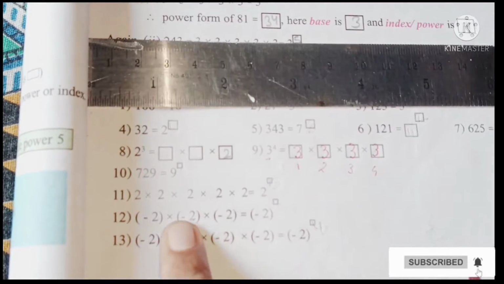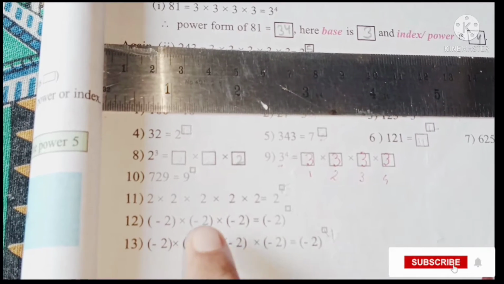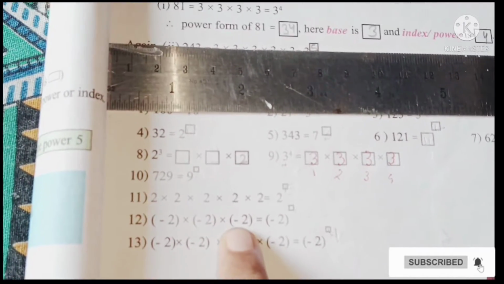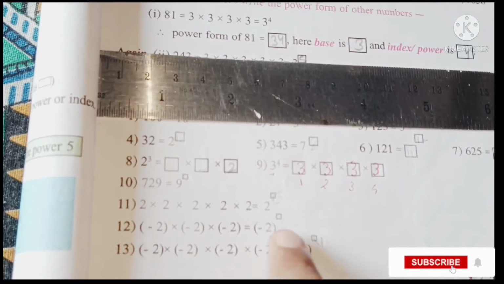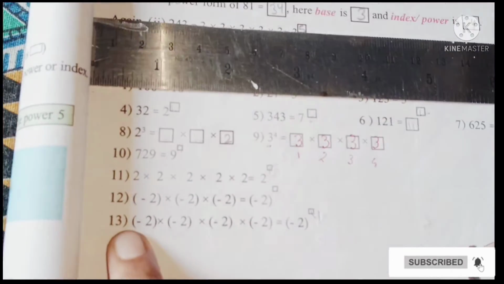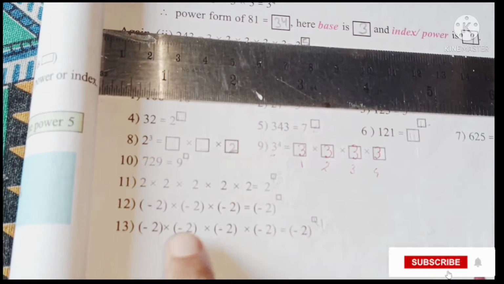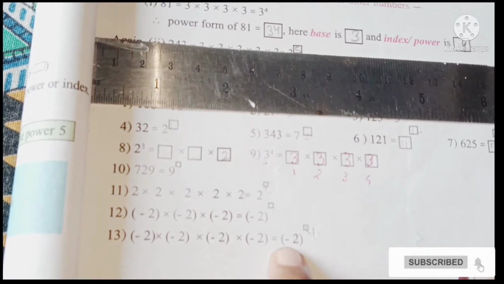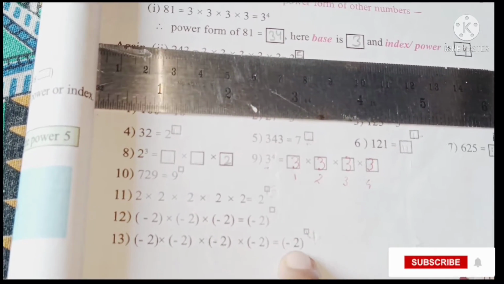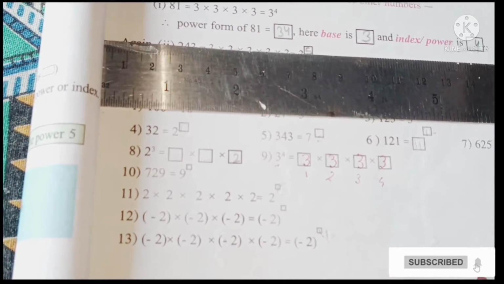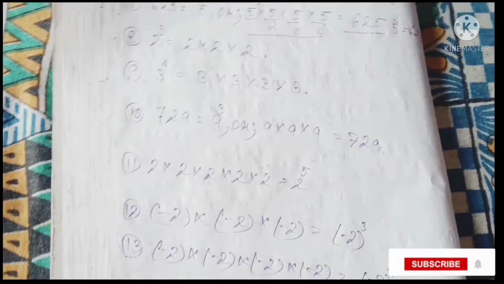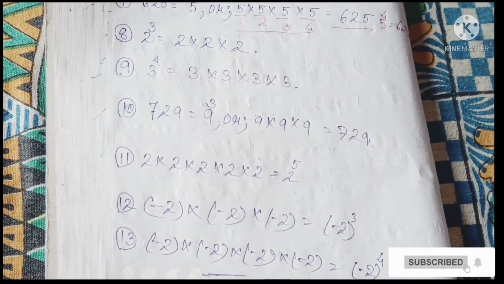And in number 12 also, minus 2 in brackets is multiplied 1 time, 2 times, 3 times. Therefore the power of minus 2 will be 3. Okay. And in number 13, minus 2 is multiplied 1, 2, 3, 4 times. So therefore minus 2 to the power 4 will be there. So I am shifting to the solution in order to make it easy for all of you. I have written it. Please take a screenshot in order to understand.